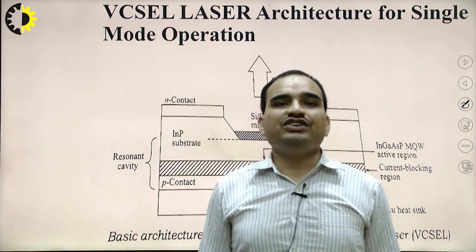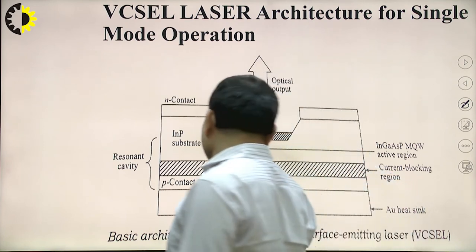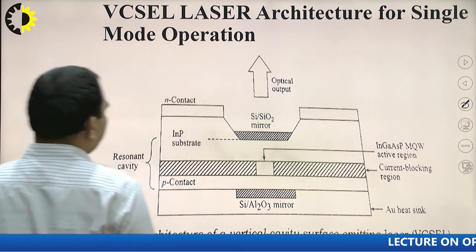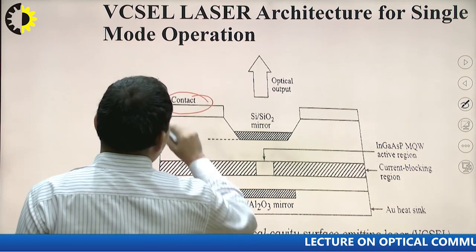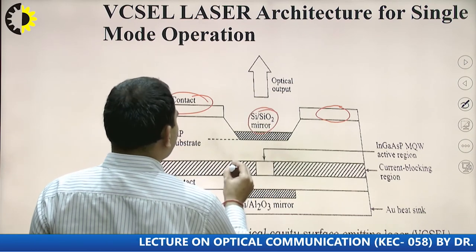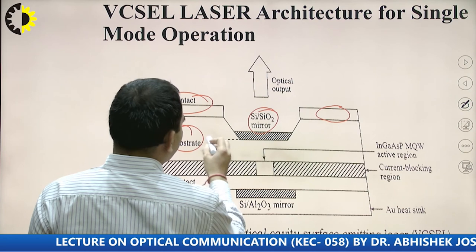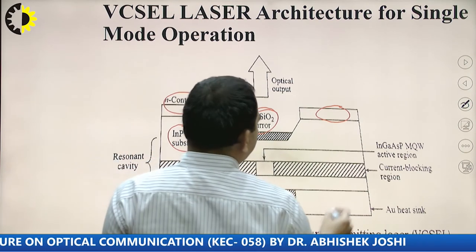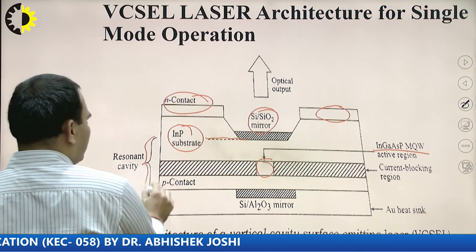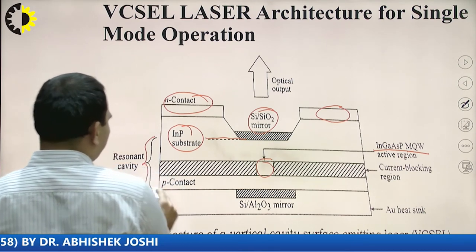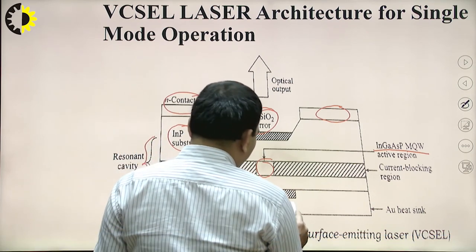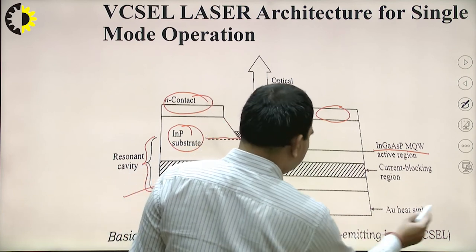VCSEL laser architecture for single mode operation. As we can see, this is the basic architecture of the vertical cavity surface emitting laser, that is VCSEL. Here we have the contacts on the top and bottom, the SiO2 mirrors, and the indium phosphide substrate, and in between we have the indium gallium arsenide phosphide MQW active region. This is the active region, and it forms the resonant cavity. We have the P contact here, and the mirror made up of silica or aluminium oxide, Al2O3, and the heat sink is made up of gold.